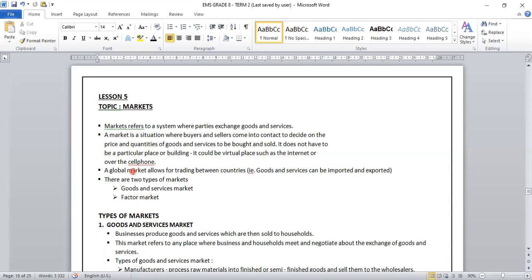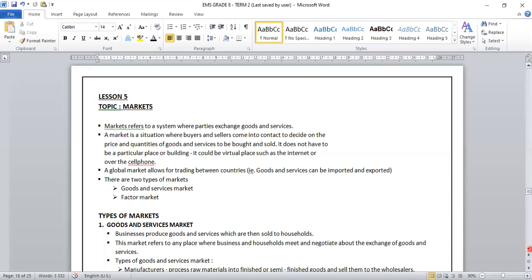Let us look at global markets. A global market allows for trading between countries. Goods and services can be imported and exported. So we buy from other countries and other countries can buy from our country. There are two types of markets, which is goods and services market and factor market.